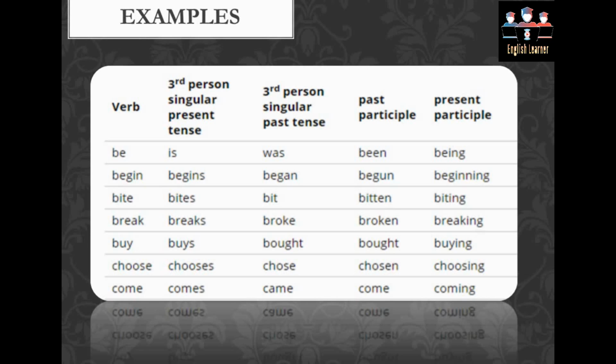The verb is be. In present tense it will become is. In past tense it will become was. In past participle it will become been, whereas in present participle it will become being. Begin, begins, began, begun, beginning. Bite, bites, bit, bitten, biting.